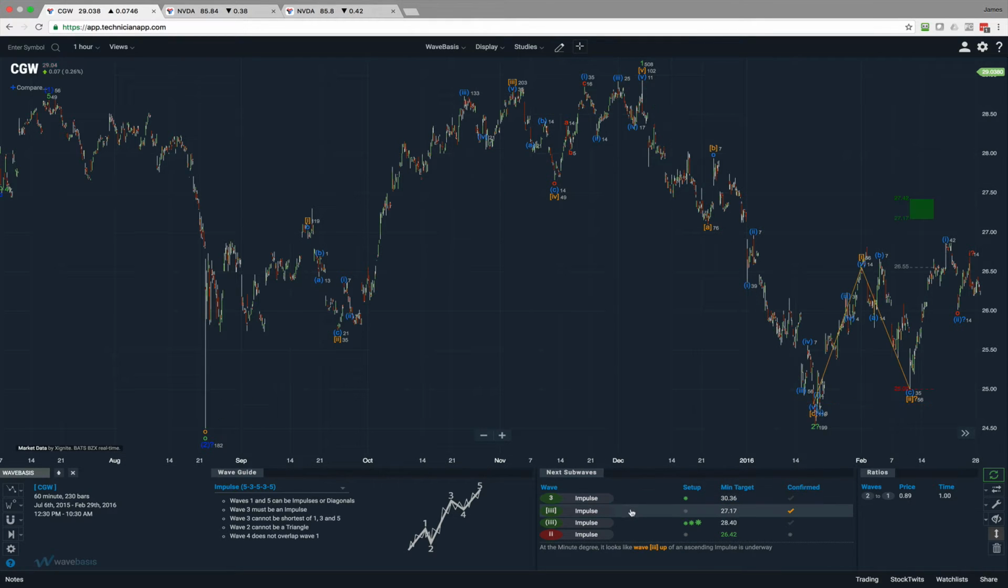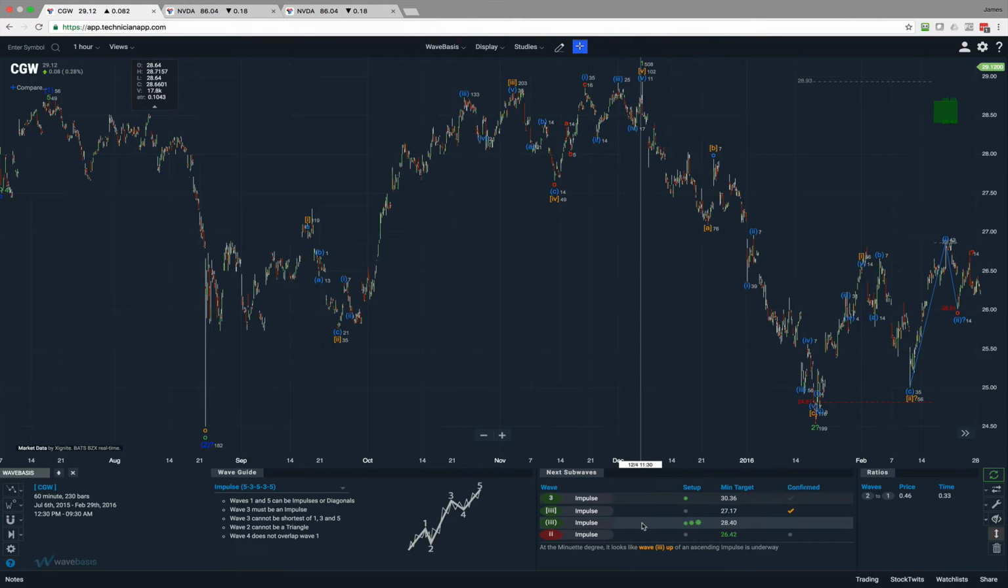Each of the rows here in the next subwaves list is an incompleted wave on the chart. Those are the ones with question marks after them. And so each of these is a potential trade setup. Just by glancing at the next subwaves list, without even looking at the chart, I can tell you that we're going to head down in the short term in price before resuming these higher time frame moves up.